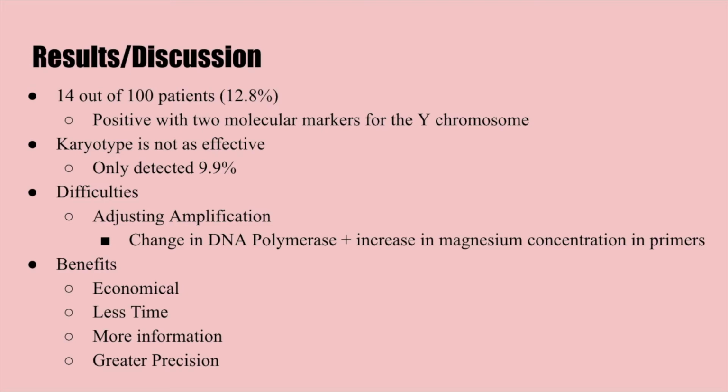in using MPCR. One of the difficulties was adjusting the amplification in the standardization of MPCR because of the low intensity of the SRY and AMyloX genes in the agarose gel electrophoresis. However, this difficulty was overcome by changing the DNA polymerase as well as increasing the magnesium concentrations in the primers used. So there are also benefits that were discussed for the use of MPCR.